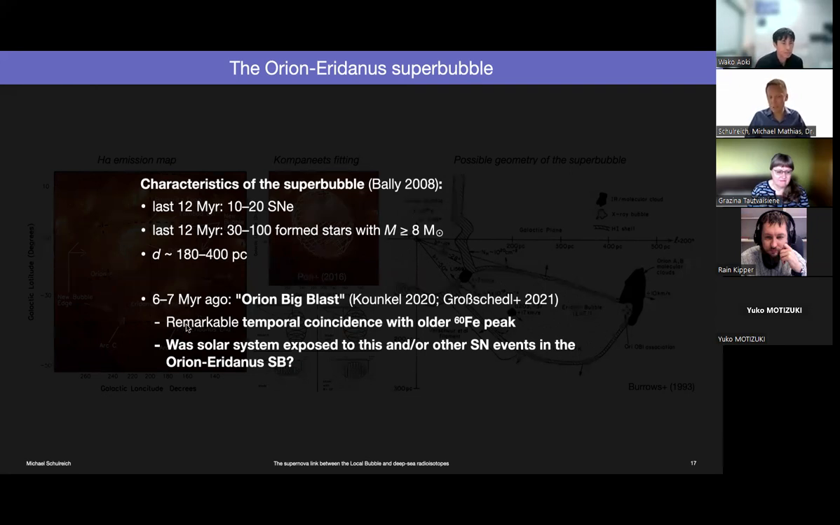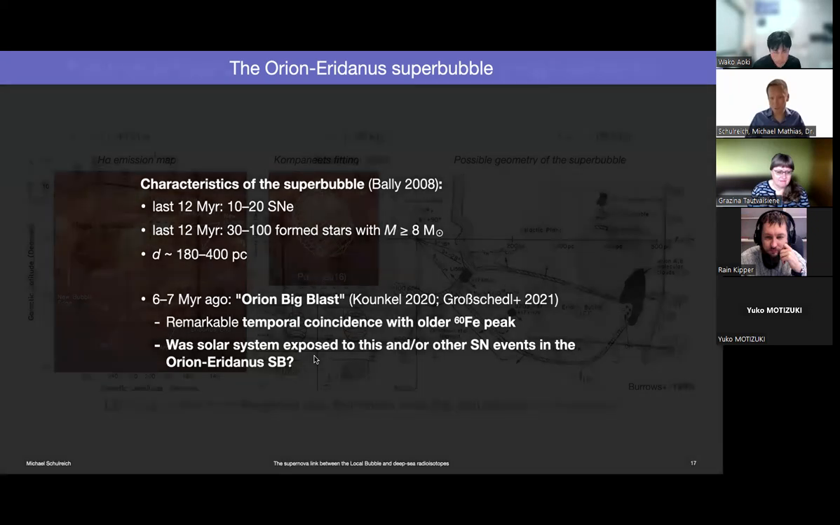And why this is interesting, well, there's this remarkable temporal coincidence with the older iron-60 peak, the same time range actually. So there's a good chance that when our solar system crossed that superbubble, it was exposed to this and probably also to other supernova events during that time. This is something we will certainly test, a hypothesis we will test in future simulations.